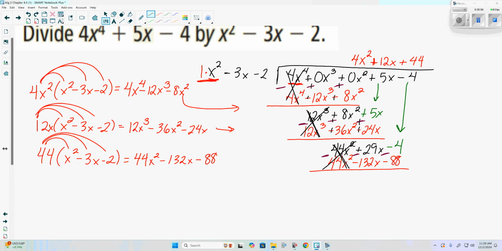29 minus negative 132. Negative makes a plus. 161x. And negative 4 minus negative 88. Negative makes a plus. And this plus 84.